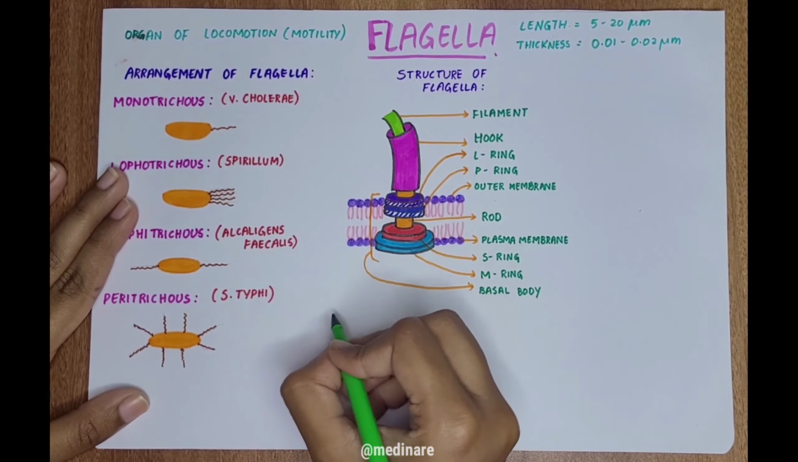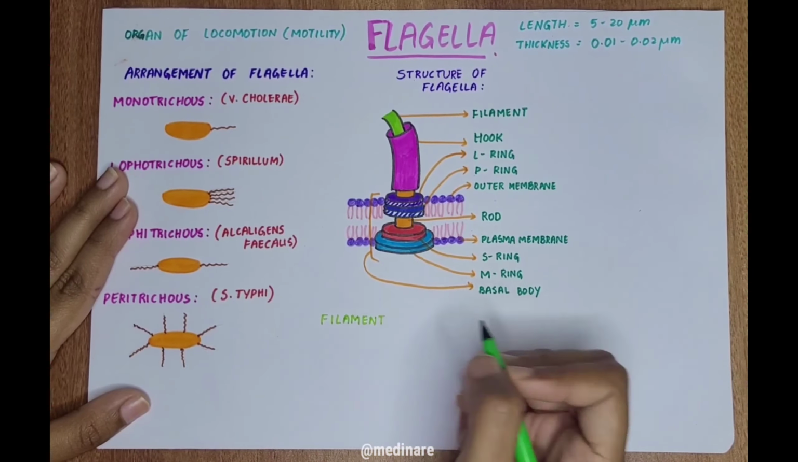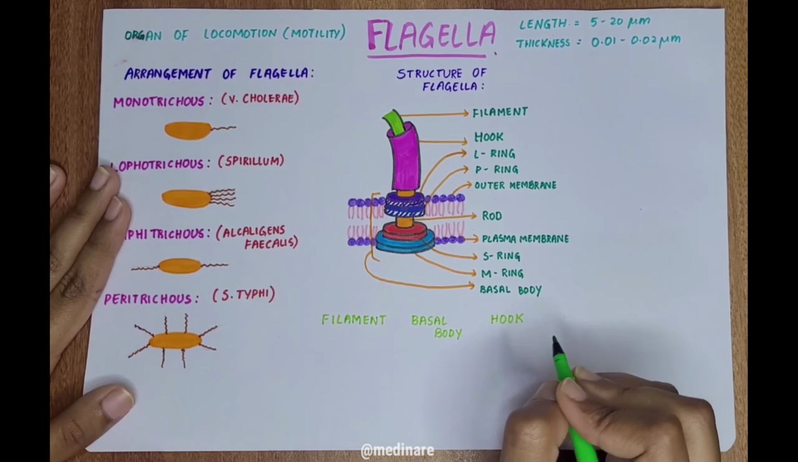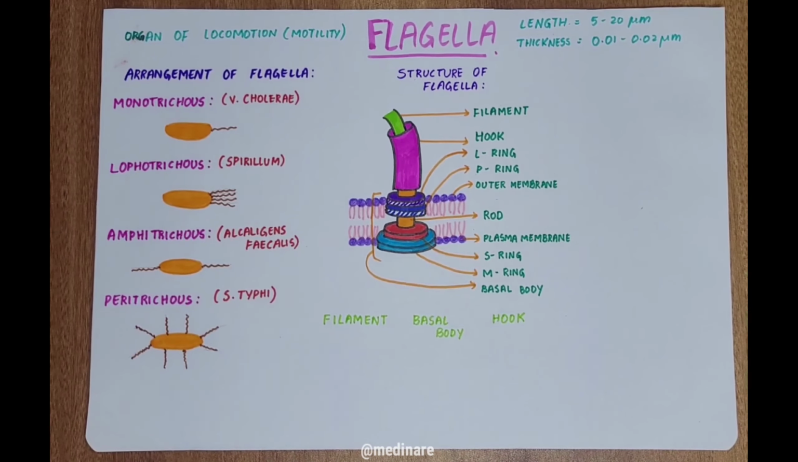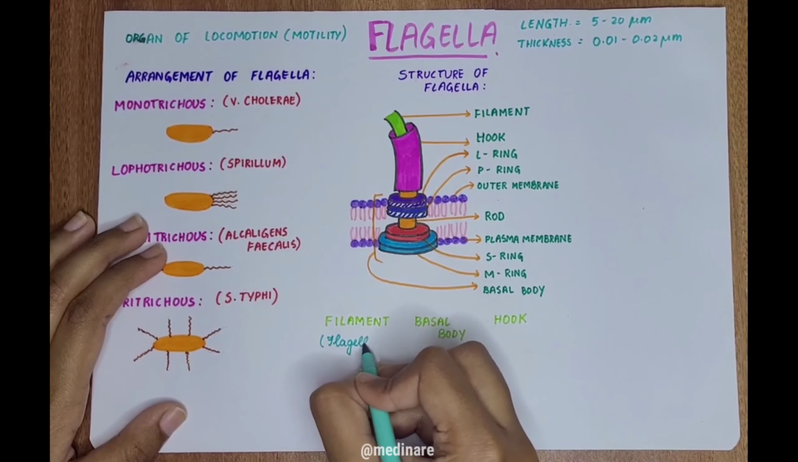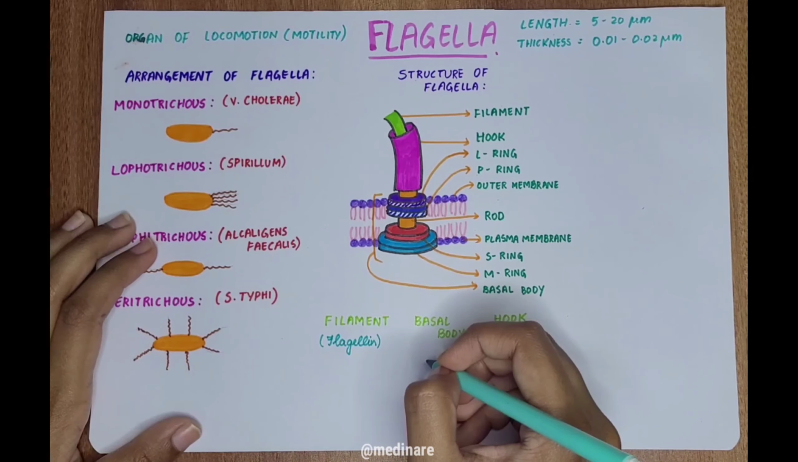While summing up all these individual structures, we get three major parts of flagella, such as filament, basal body, and hook. The filament of the flagella is the longest portion and consists of a hollow cylinder which is made up of a protein called flagellin.